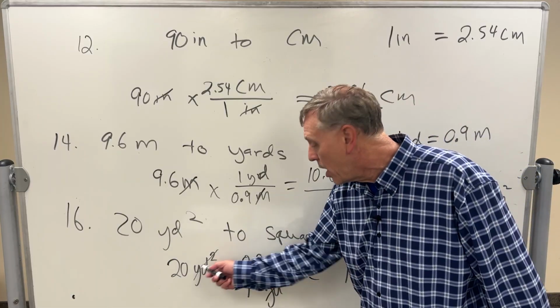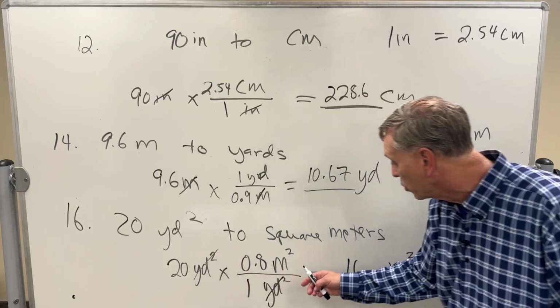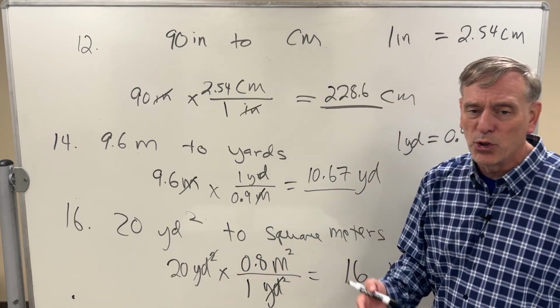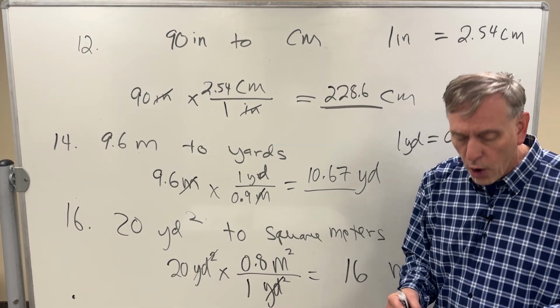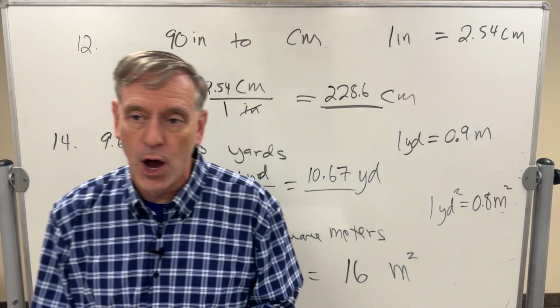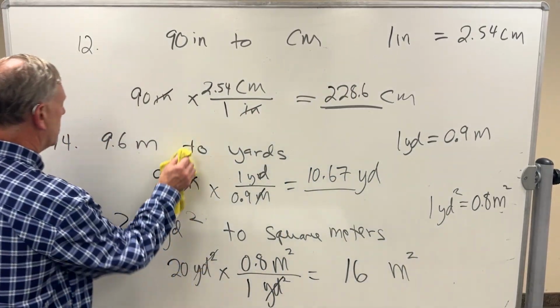These yards squared need to cancel. So I've got to get the fraction so that those will cancel, so that what's left is this meter squared here. This is how dimensional analysis can be so helpful in the area of converting from units of measure in the metric system to units of measure in the English system.